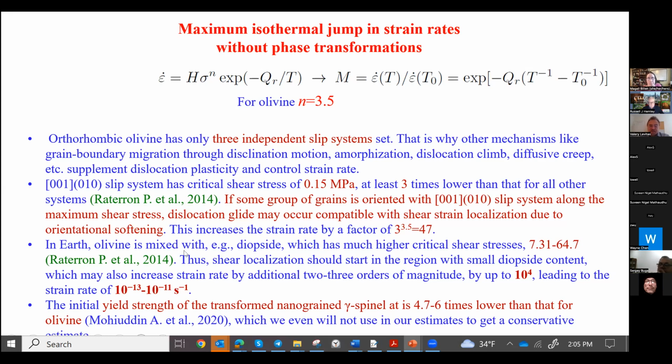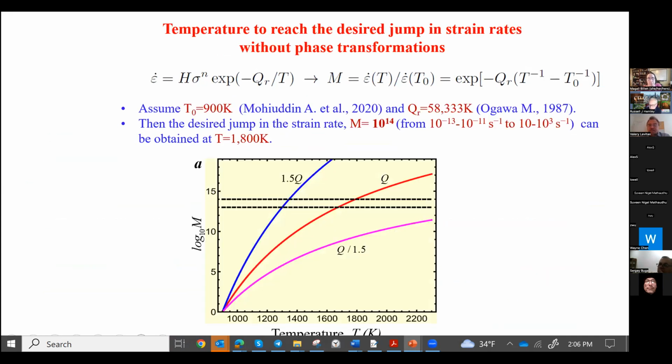Then another step is that olivine is mixed with other minerals like diopside, which is much stronger. So further localization may occur in local regions with low content of diopside. And this already increases the strain rate by 10^4. This mechanism may be violated, but at least if you have an aligned weak slip system, then it's reasonable to expect that plastic straining will occur along the slip system. Okay.